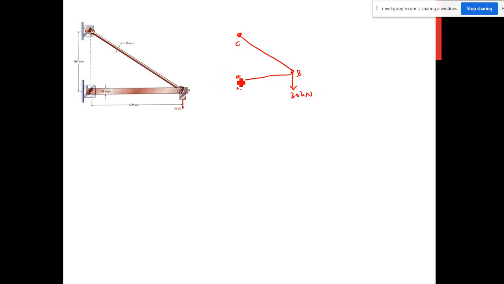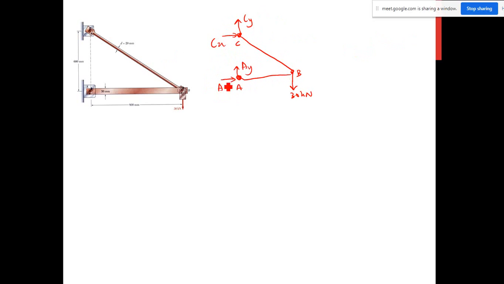At point A, because A is a pin support, you will have AX and also AY. C is also a pin support, so you will have CX and also CY. Okay, if you look carefully here, I assume all the reaction forces are in the positive direction.